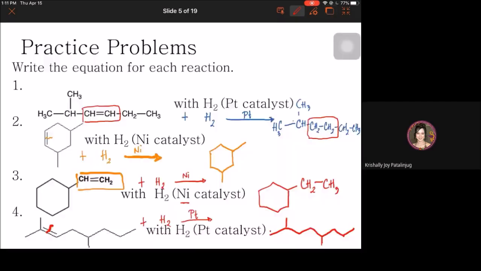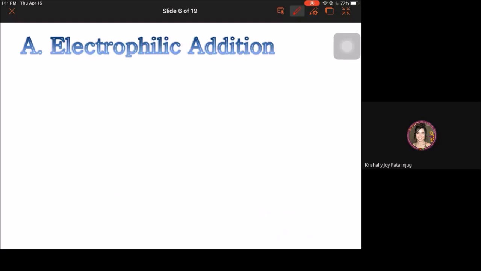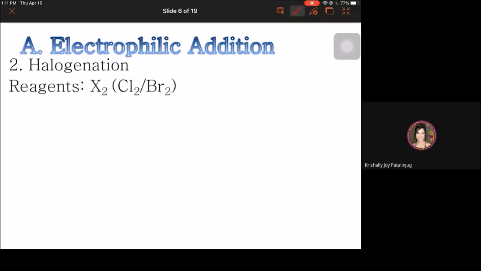Okay? Sige, let's proceed to the second specific type of electrophilic addition. Okay? So we have halogenation reaction. Okay, so halogenation, by the term itself, this is also known as addition of halogen. Okay, and what are the common halogen gas that is being added during halogenation reaction? Ang pinaka-common na halogen gas are chlorine gas and bromine gas.